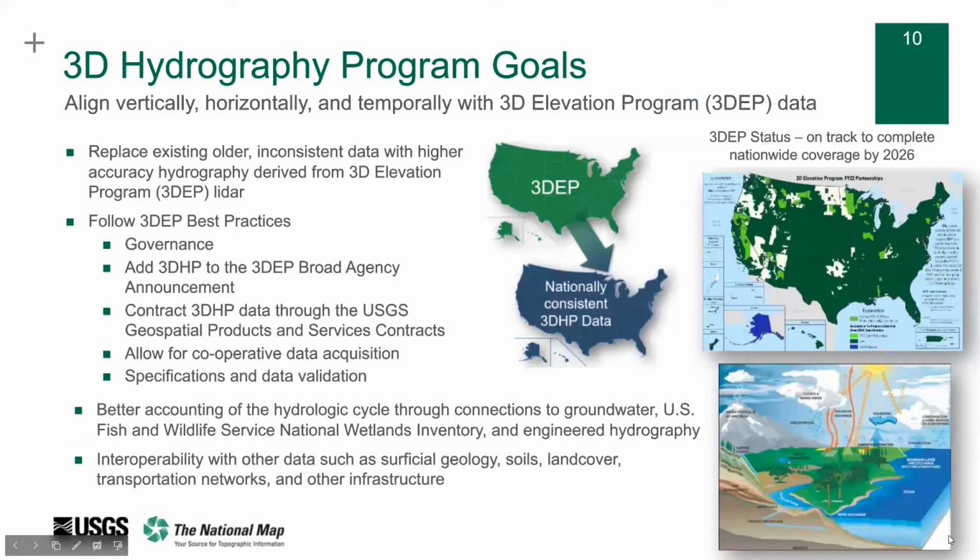Okay, thanks, Sue. So Sue mentioned we are launching the new 3DHP program, and the biggest single driver here is to get the hydrography data, much of which has been derived from topo maps or other sources, to align vertically, horizontally, and temporally with the 3DEP elevation data. We need a consistent set of data for national and regional applications. Situations where the data density or data quality change at state lines are really problematic for a lot of applications.